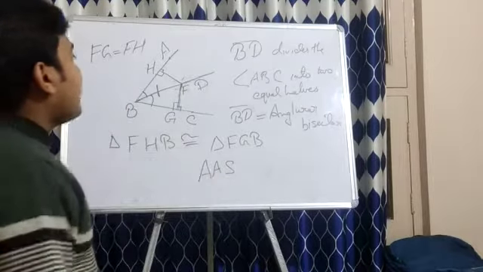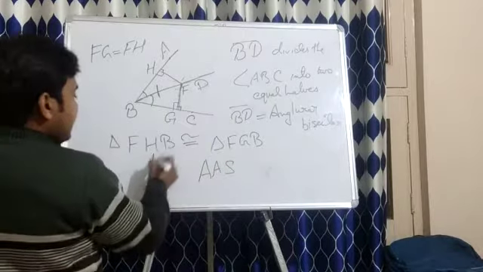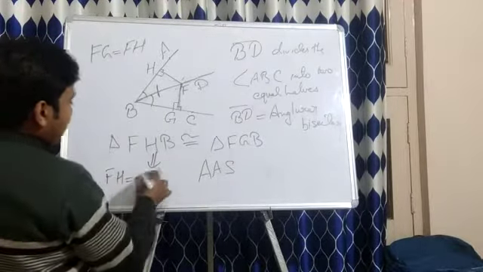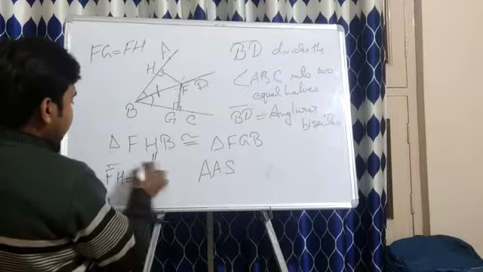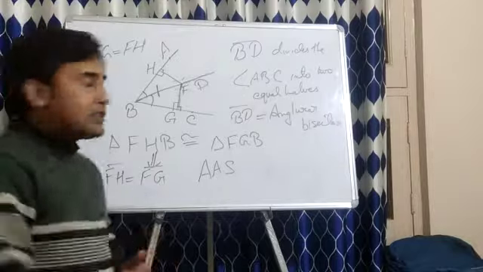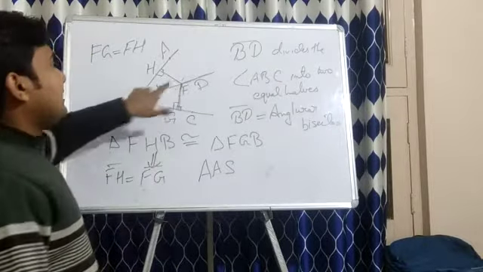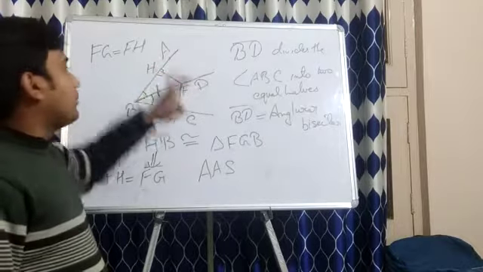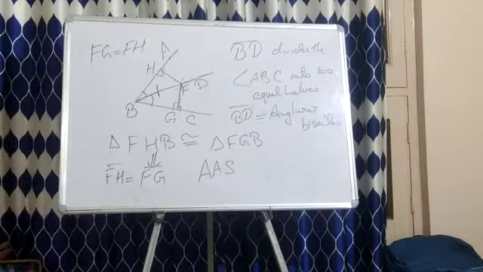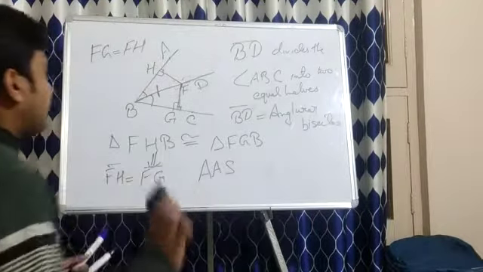If the two triangles are congruent, their corresponding sides will also be congruent. So from here we can easily say that FH will be equal to FG. Hence FH is equal to FG. So what we have proved just now is that if you take any arbitrary point on the angular bisector, then that point will be equidistant from the two sides of the angle. Okay. Now please note it down so that I can rub it. Okay, now I am rubbing it. Okay, fine.